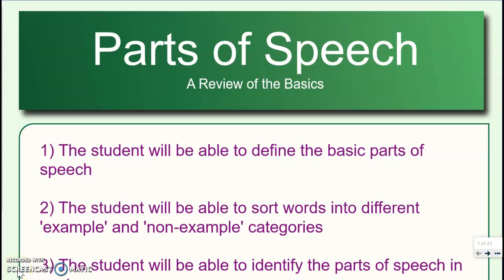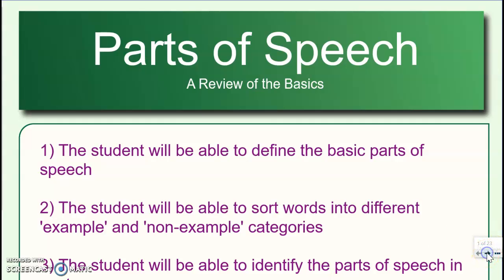Today we are going to continue our review of the parts of speech. Today you'll be able to define the basic parts of speech. You will be able to sort words into different example and non-example categories, and then you will be able to identify the parts of speech in a sentence. On Tuesday, we talked about nouns and adjectives. Today we will review pronouns and verbs.